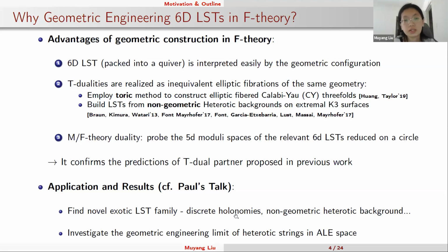Moreover, thanks to the M-theory F-theory duality, one can probe the 5D moduli space, which is much larger than the 6D little string theories in F-theory after a circle reduction. At the end of the day, thanks to the concrete geometric structures, one can confirm the predictions of the T-dual partners we proposed in the first part of the trilogy work, and also in the talk that Michaela mentioned last week.